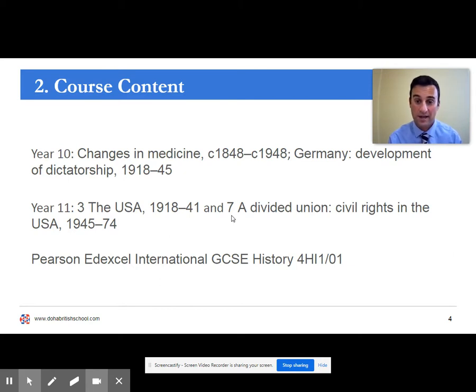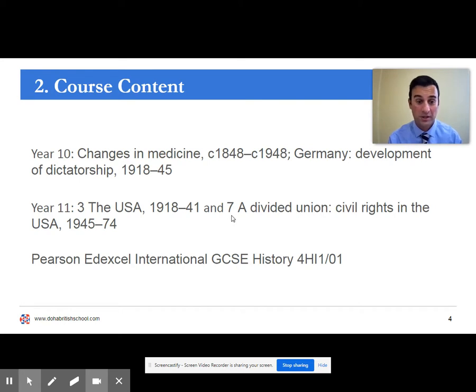And then we carry on that study further with the divided union civil rights topic, where we look at the conditions of African Americans from just after the Second World War all the way up to the 1970s, when significant changes had been made through the work of people like Martin Luther King and other civil rights organisations. The social and political position of African Americans had improved somewhat.